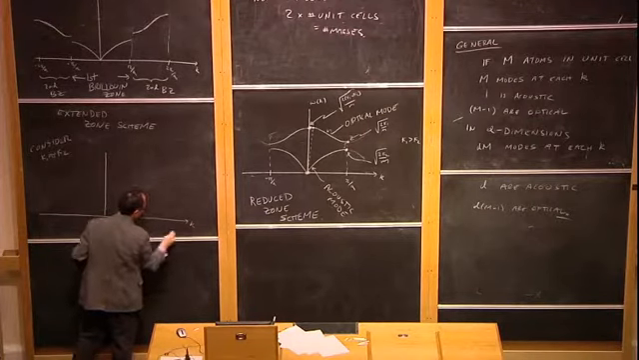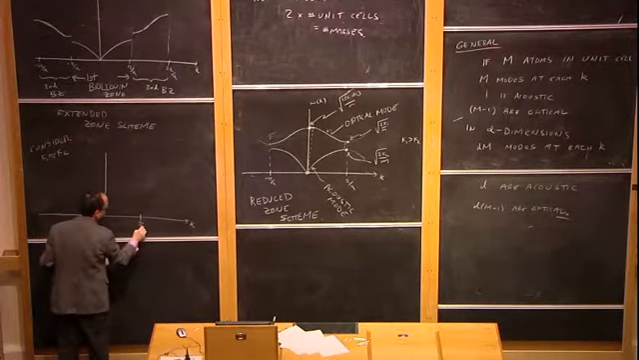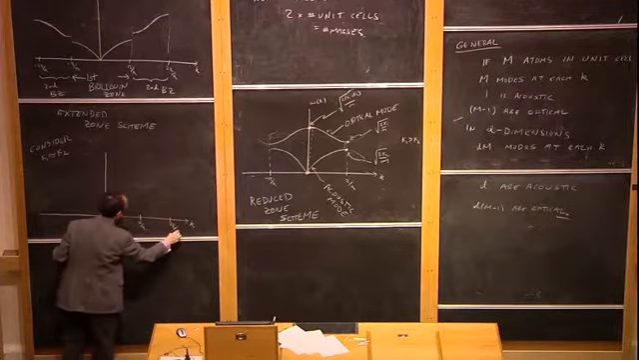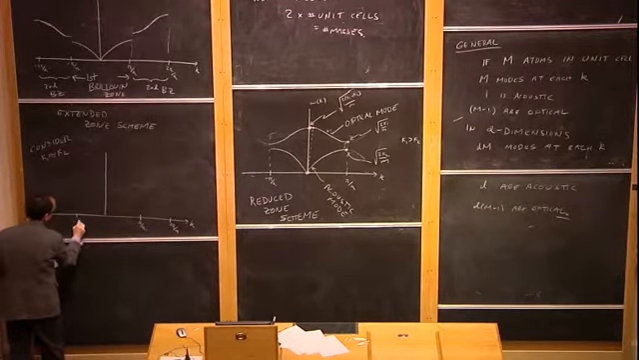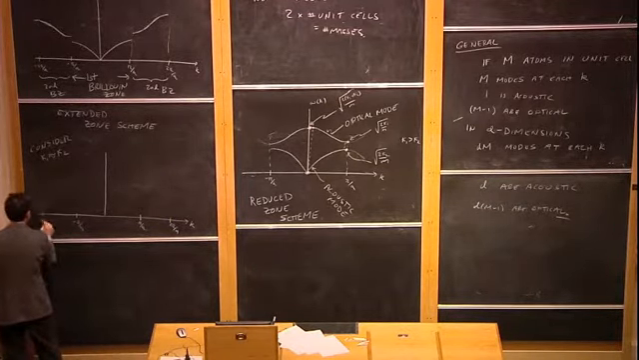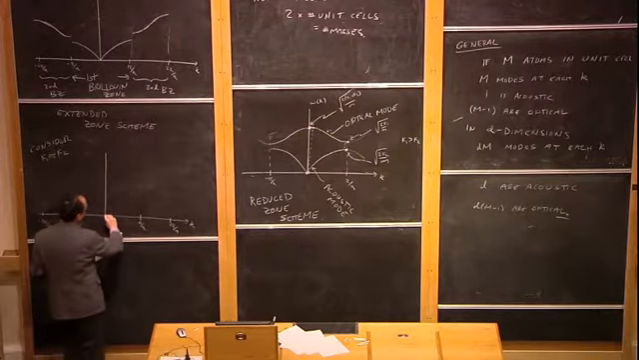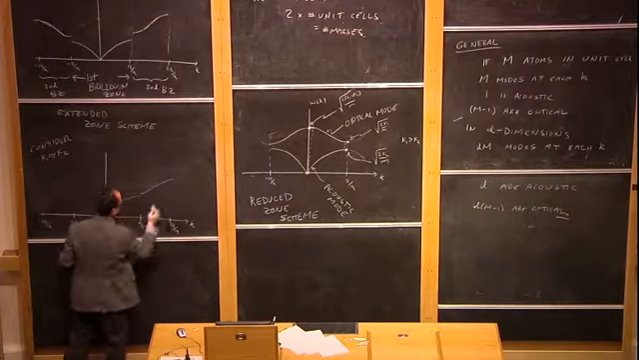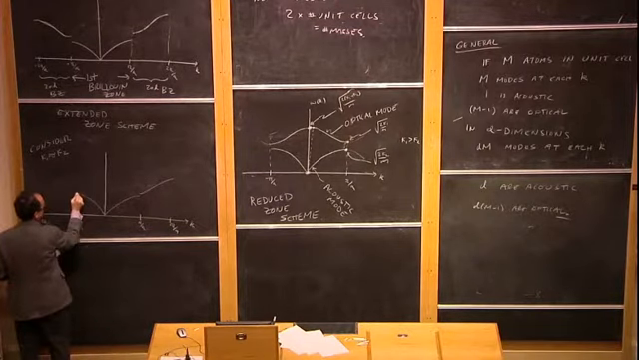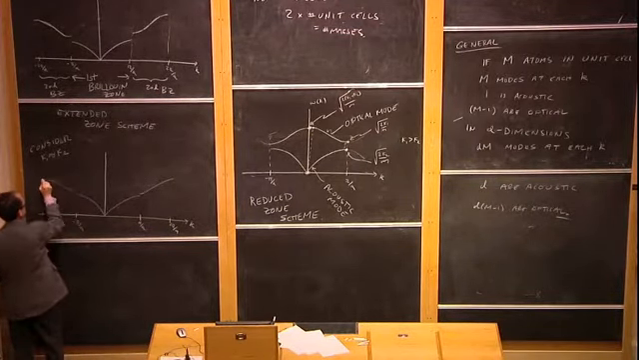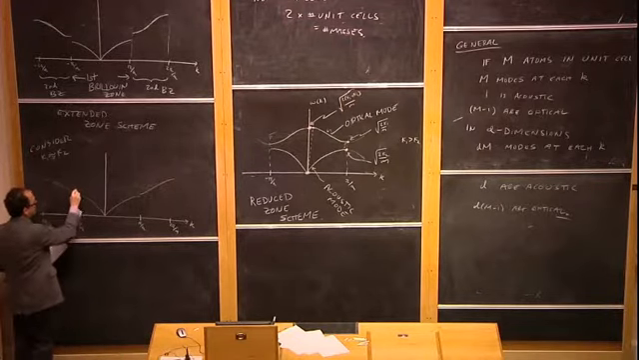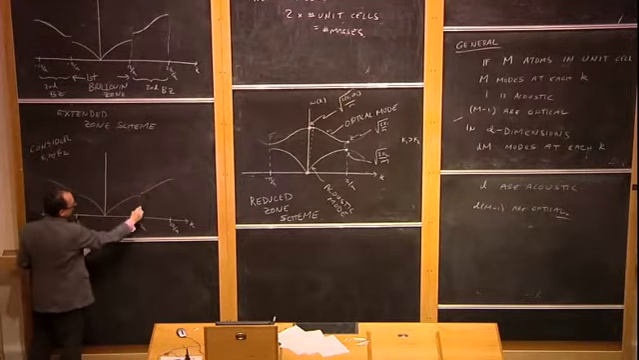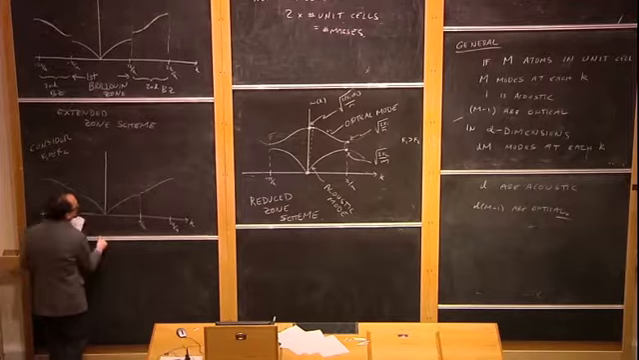So here's k. Here's pi over a. Here's 2 pi over a. Here's minus pi over a. And here's minus 2 pi over a. So what it's going to look like is kind of like this, like that. So a very small gap at the Brillouin zone boundary here, because kappa 1 and kappa 2 are very close to each other.